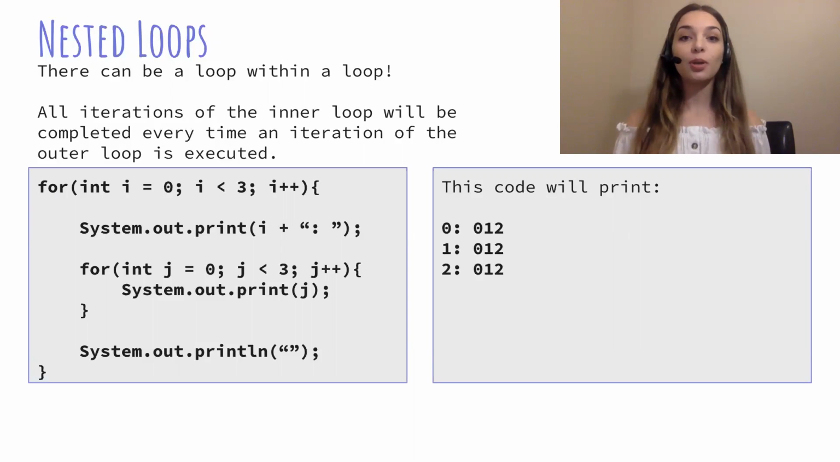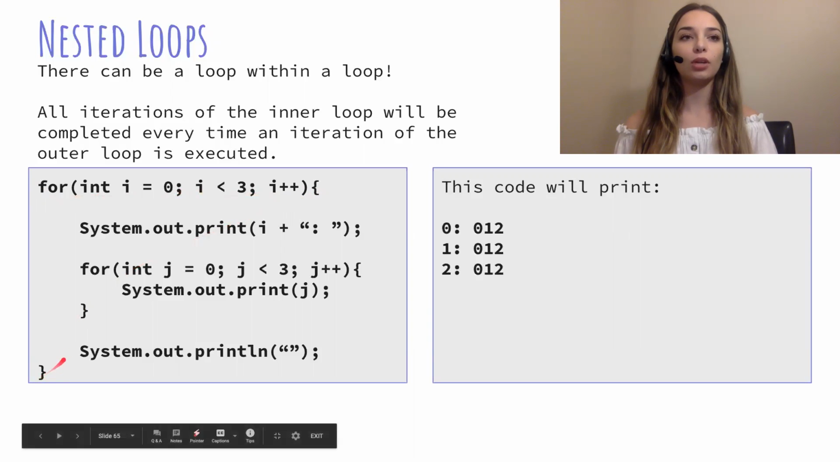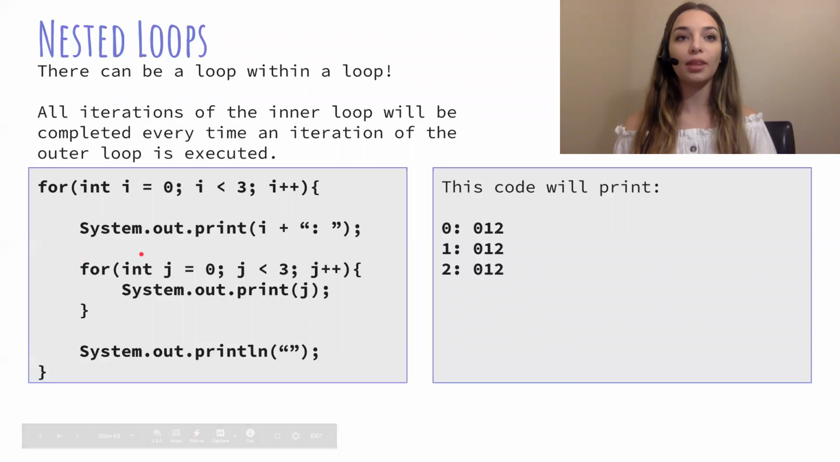It is totally possible to have loops within other loops, and we call these nested loops. So for example, I have this outer loop here, for int i equals 0, i is less than 3, i plus plus, and then it opens here and it closes here. But what you'll notice is there's another loop within this loop, this for int j equals 0, j is less than 3, j plus plus.